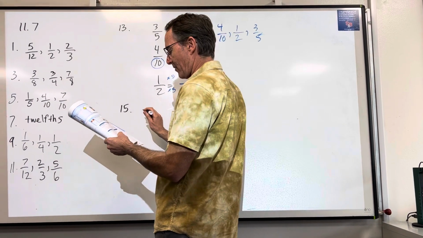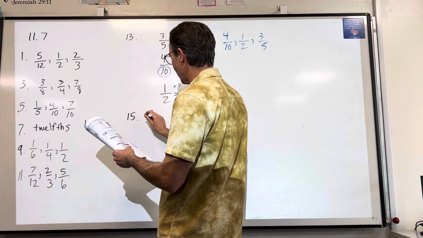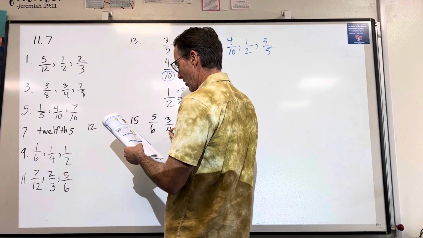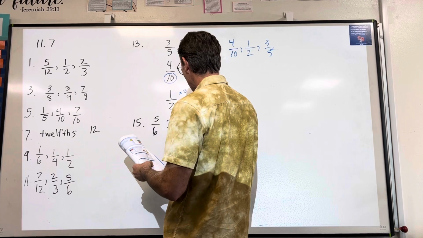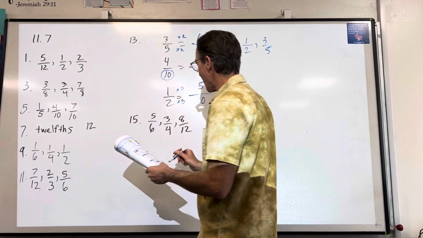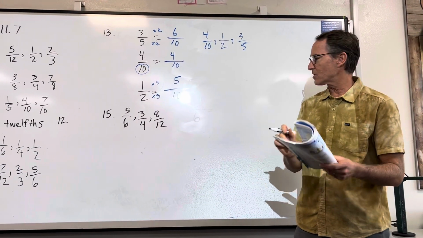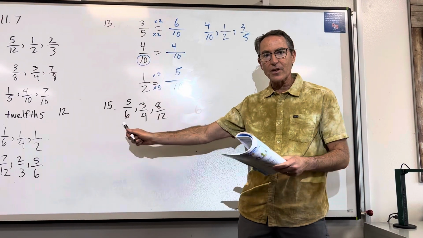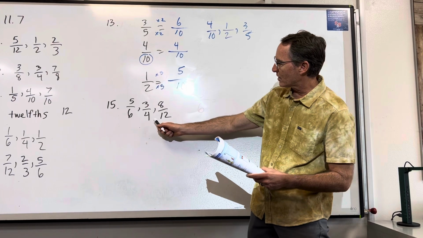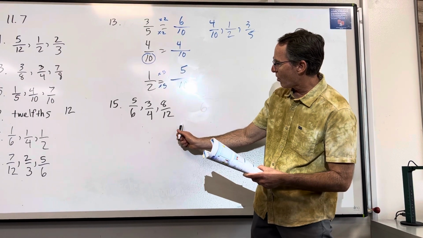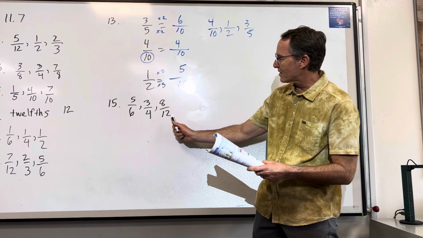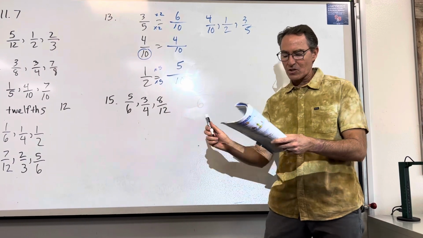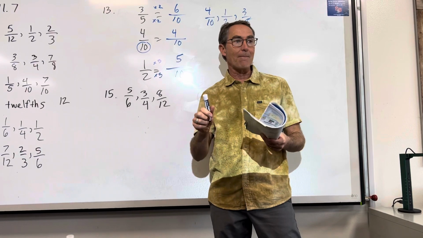We have a couple fractions, we need to put these in order. We've got 5 sixths, 3 fourths, and 8 twelfths. Now, these are not in order from least to greatest. And there's a little trick in figuring this out. There's a couple things we could do. One, we can see which is closest to a whole, and it looks like 5 sixths would be bigger. But the best way to do it is find a denominator that matches.